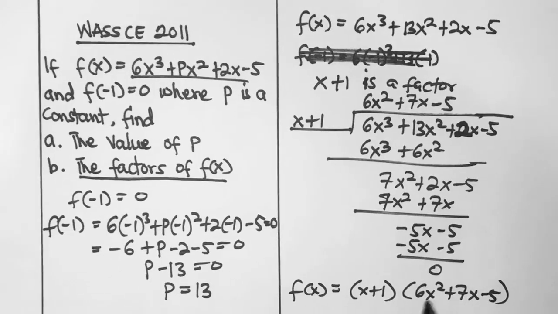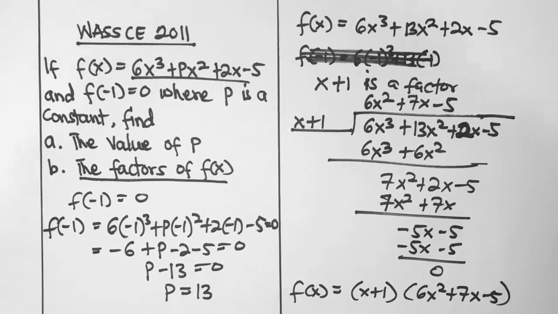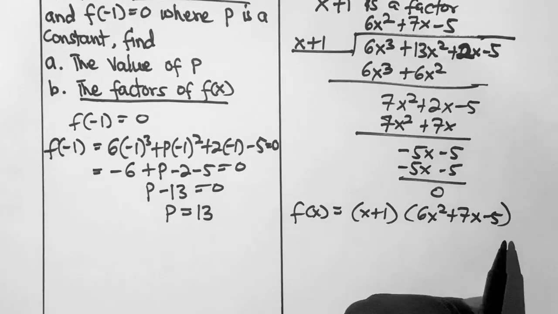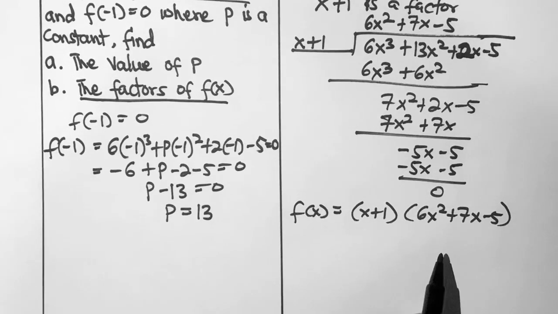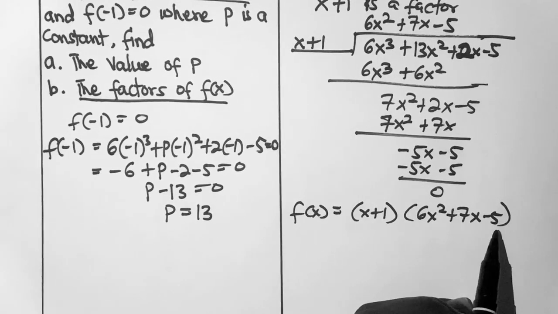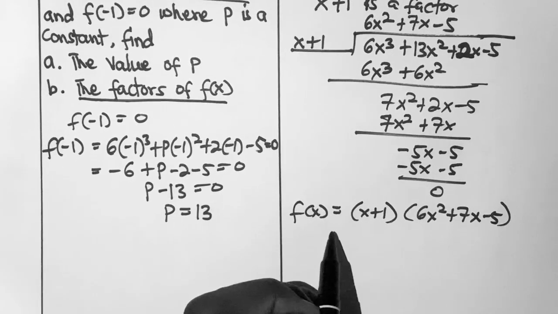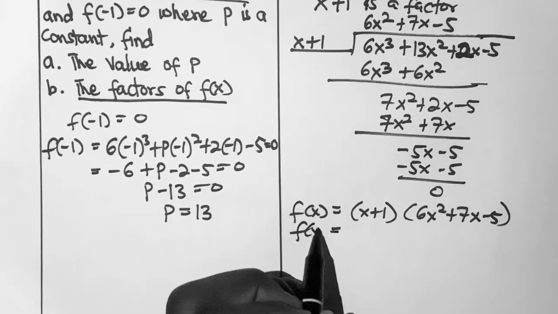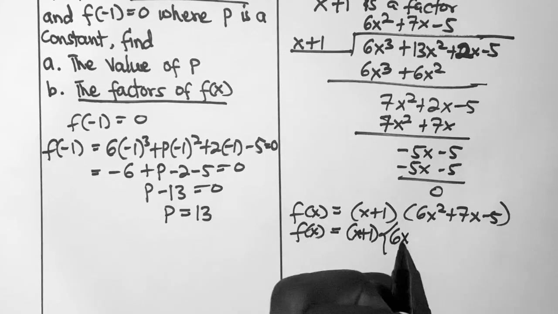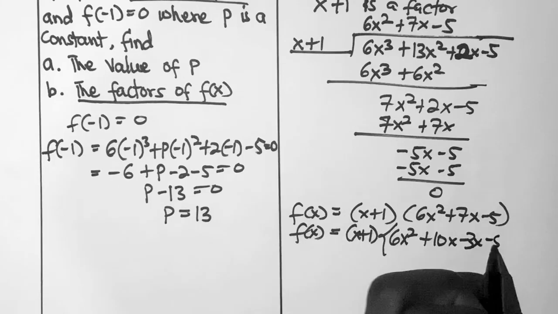So we can further factorize this quadratic. So you see that 6 times minus 5 is minus 30. So we need two numbers that when you multiply, you will get minus 30, but when you add, you will get 7. So you see that 10 times minus 3 is minus 30, and 10 minus 3 is 7. So this becomes f of x is equal to bracket x plus 1, then times 6x squared plus 10x minus 3x minus 5.